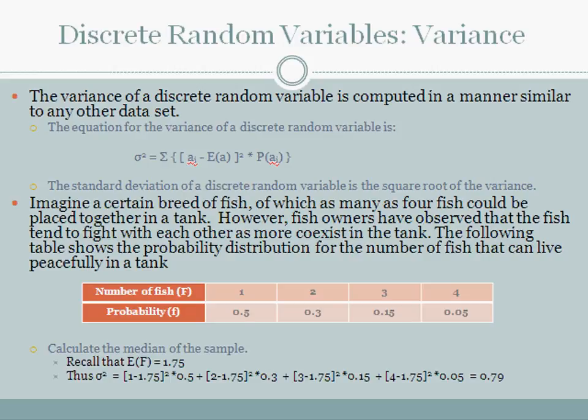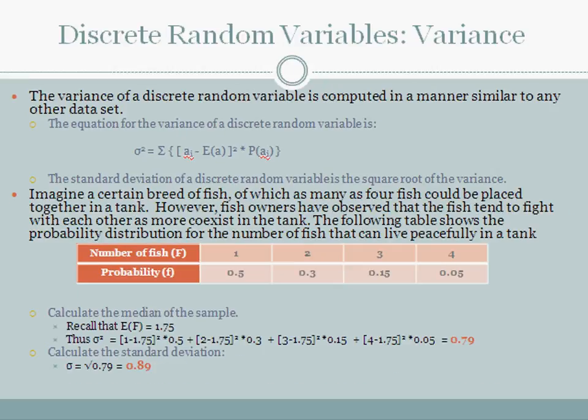This is equal to the square of 1 minus 1.75 times a 50% probability, plus the square of 2 minus 1.75 times a 30% probability, plus the square of 3 minus 1.75 times a 15% probability, plus the square of 4 minus 1.75 times a 5% probability. So the total variance is equal to 0.79. Recall that the standard deviation is the square root of the variance. The square root of 0.79 is equal to 0.89. This is the average distance from the mean for this probability distribution.